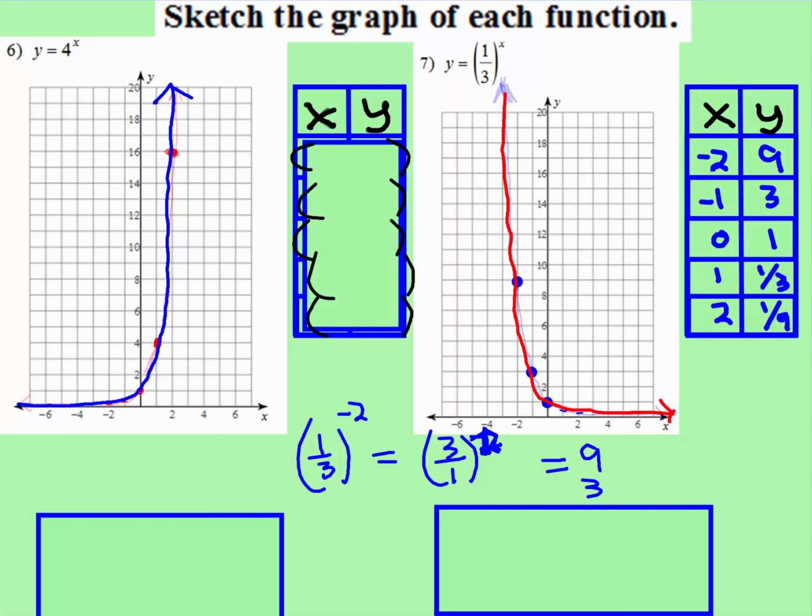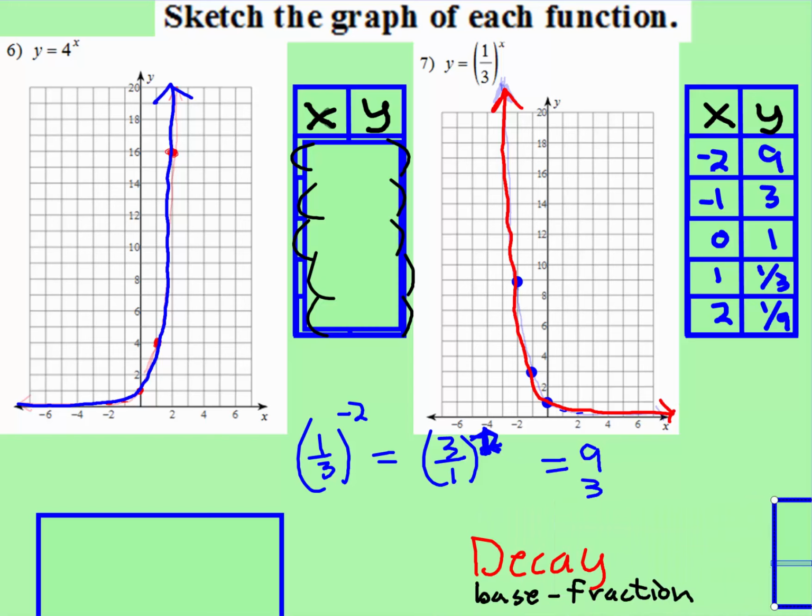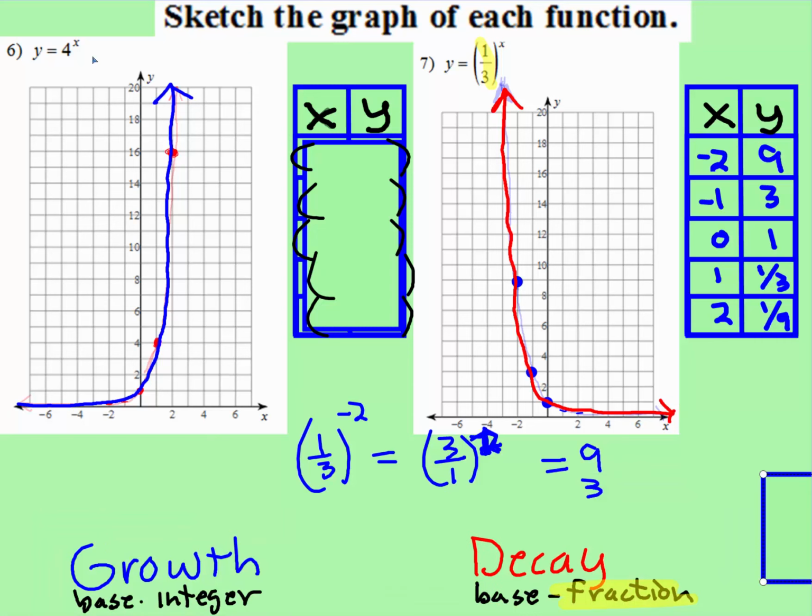As we read left to right, those values are decreasing. And when you've got a function that, as you read left to right, the values are decreasing, that's called exponential decay. And then notice, for exponential decay, the base number is a fraction. So when it's exponential growth, the base number is an integer. When it's exponential decay, when the values are decreasing, the base number is a fraction.